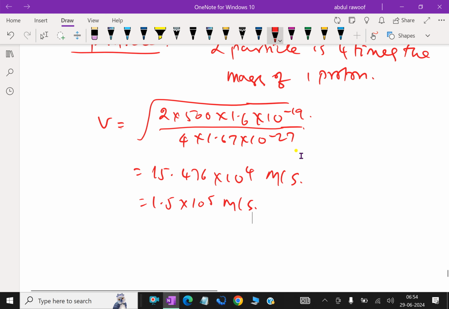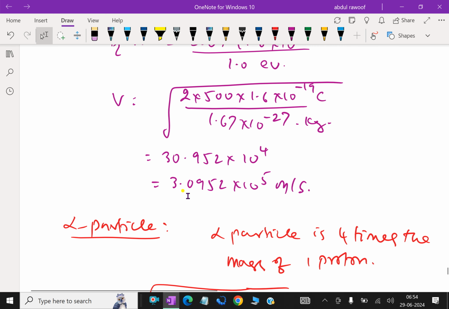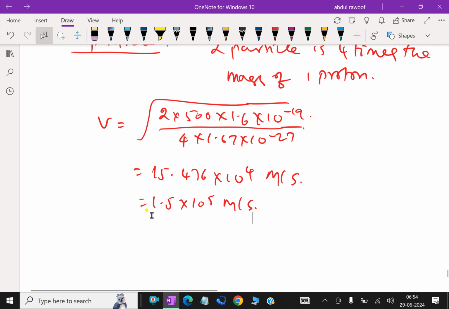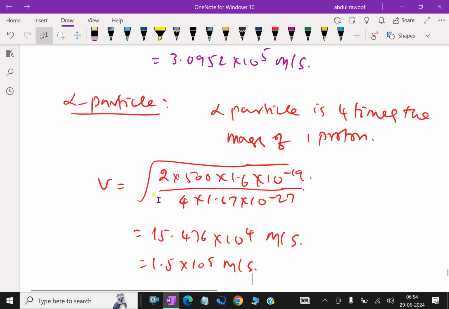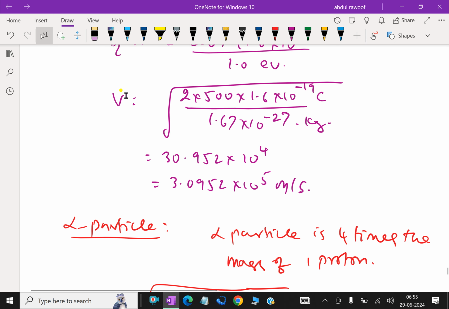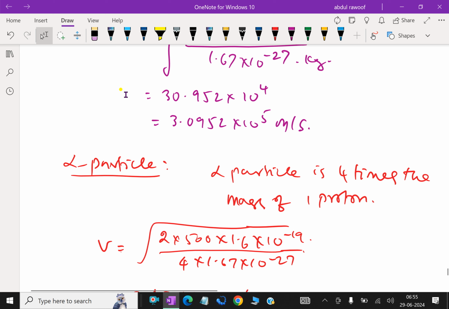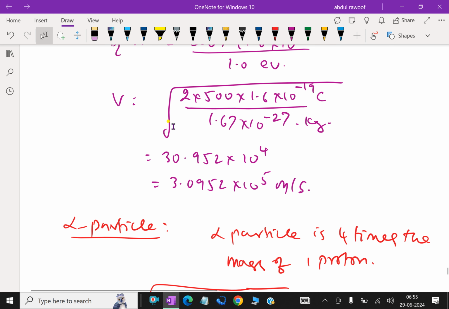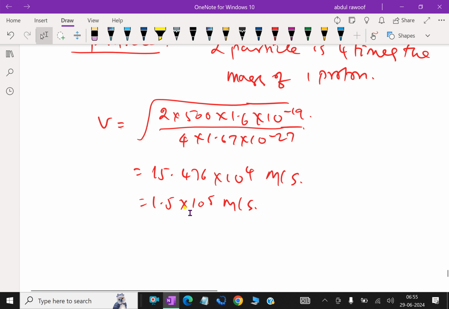Look here. The speed of one proton is 3.0952 into 10 power 5 meter per second. The speed of the alpha particle is half the speed of one proton, because the alpha particle's mass is 4 times that of one proton. Therefore, at the same conditions, the speed of the alpha particle is 1.5 into 10 power 5 meter per second.